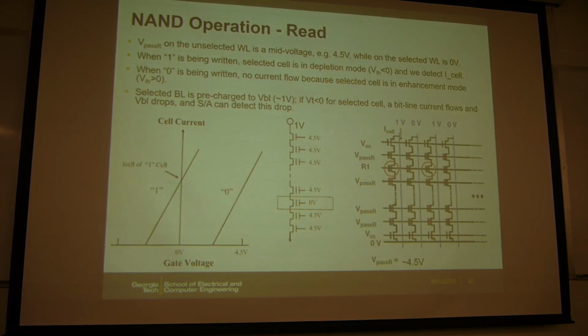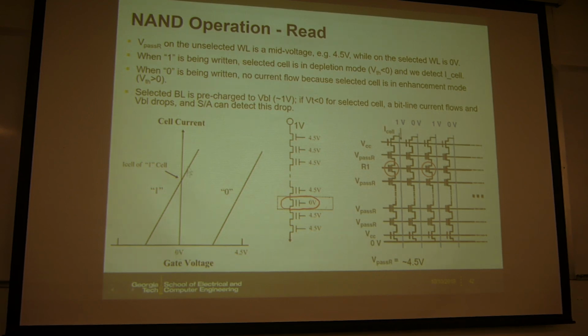So then after the erase and program, you want to read your data. So how do you do this? For example, in this string, if this cell is a selected cell, you want to read this data, 0 or 1. So how do you do it?